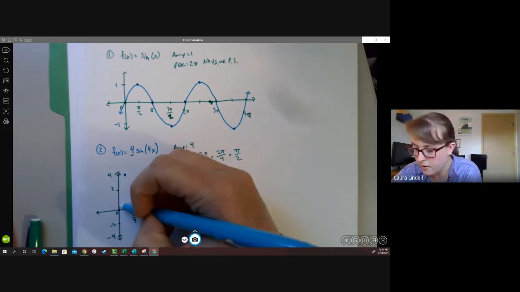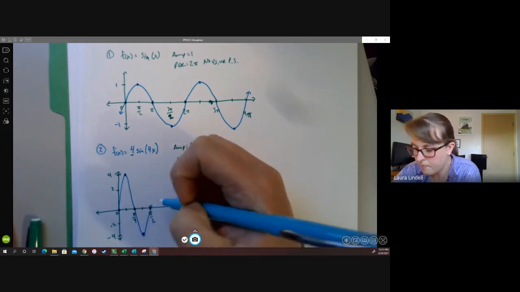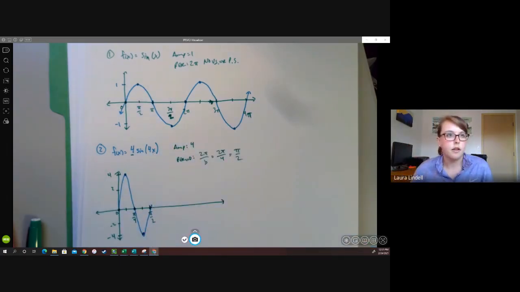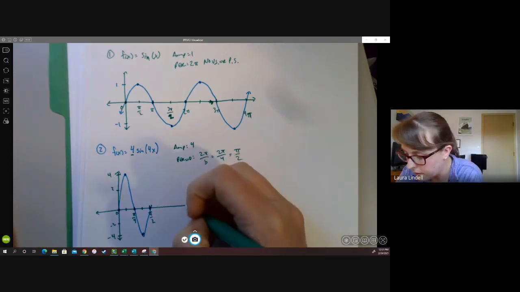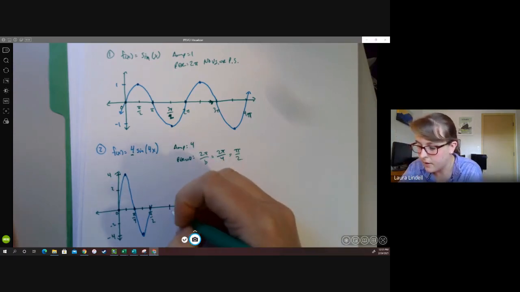So from there, we can see that this one is a lot taller and skinnier of a graph. And we can do this again and make another cycle of it. So by the time we get to pi, it's going to have gone through 2 cycles.